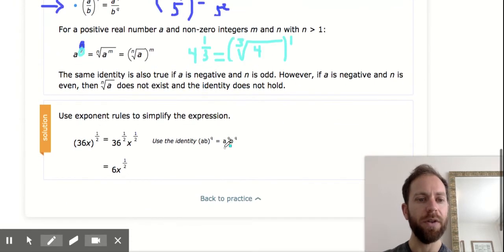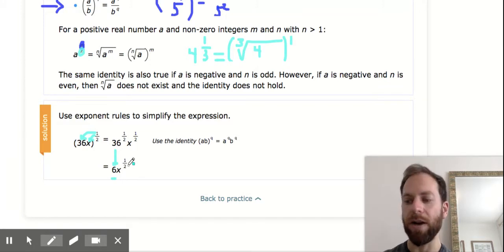Okay, so let's go ahead and let's look at our example. 36x to the power of 1/2. Remember, we can apply this to both terms. And so 36 to the power of 1/2, well, that's the square root of 36, which is just 6. And then x to the power of 1/2, we can either write that as the square root of x, or we could just leave it as x to the power of 1/2.